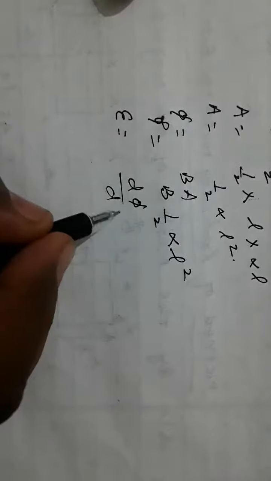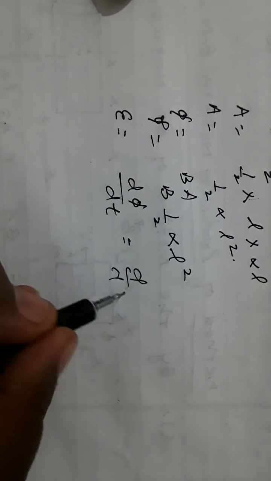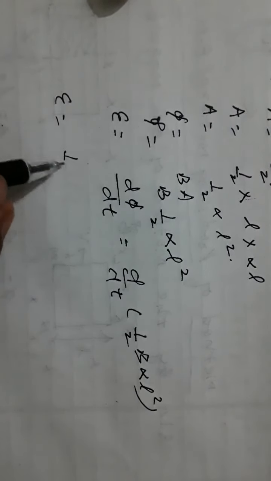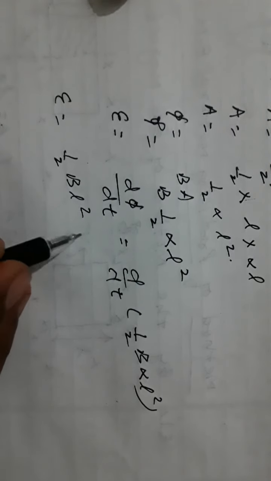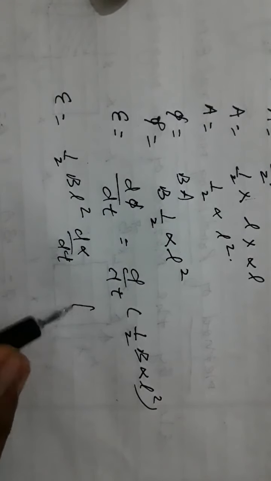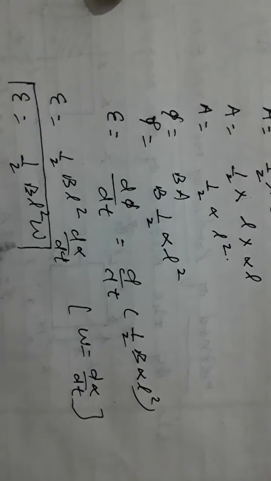According to Faraday's law, E is equal to d phi upon dt. We can write d by dt of half B alpha L square, which is half B L square into d alpha upon dt. Here d alpha upon dt is the angular velocity omega. So E is equal to half into B L square into omega. This is the relation for a conducting rod rotated in a magnetic field.